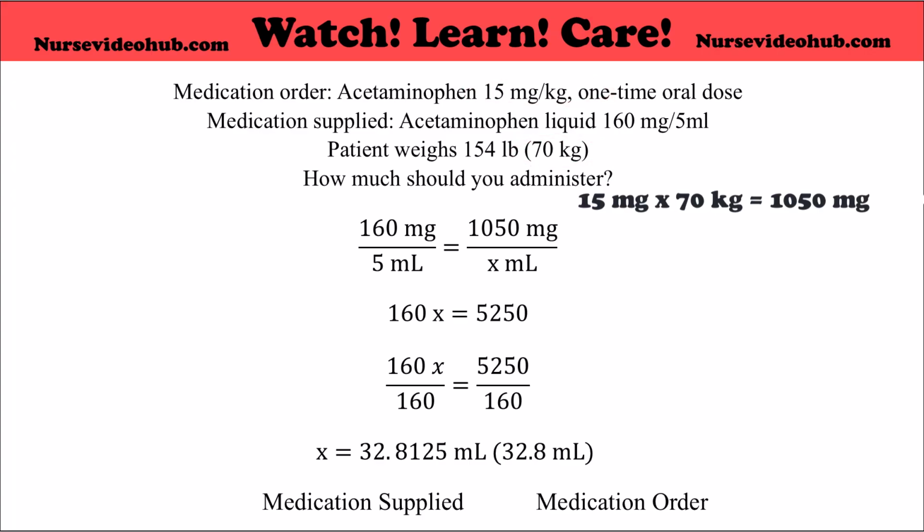The first ratio is the medication supplied, 160 milligrams over 5 milliliters. The second ratio is the desired dose, 1,050 milligrams over X mLs. Cross multiply. 160x equals 5250. Divide both sides by 160 to solve for x. X equals 32.8125. You would administer 32.8 milliliters.